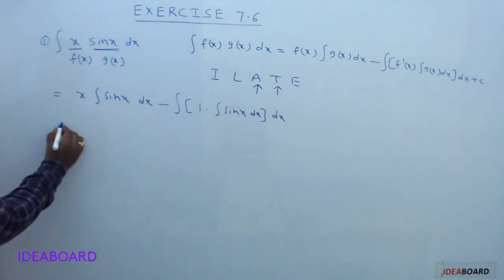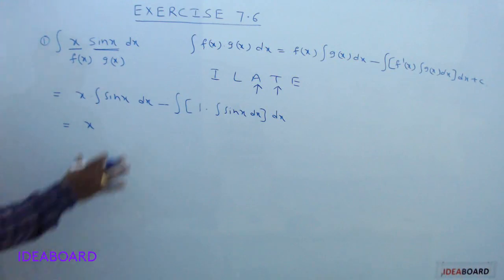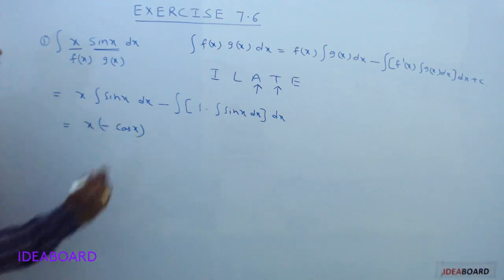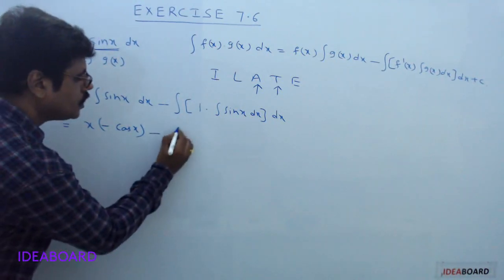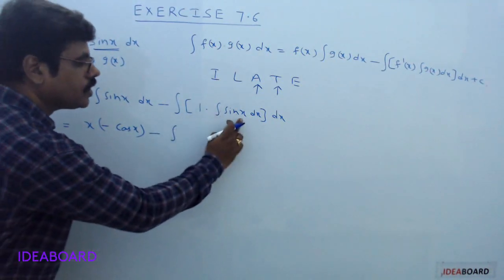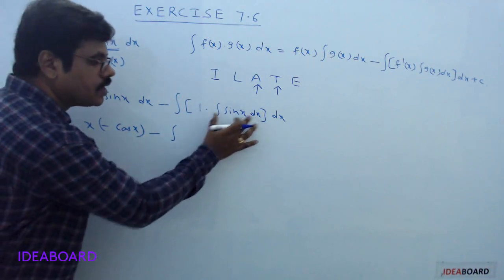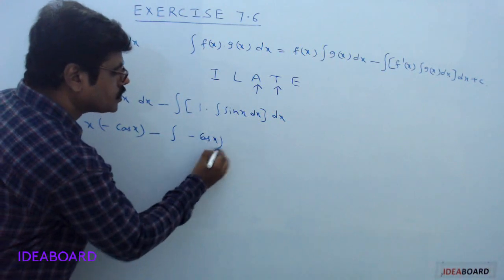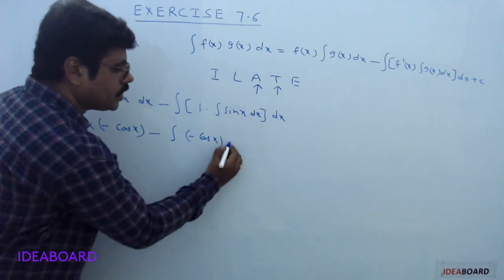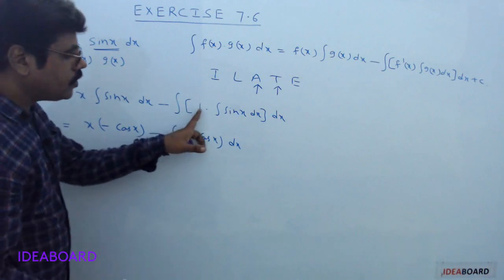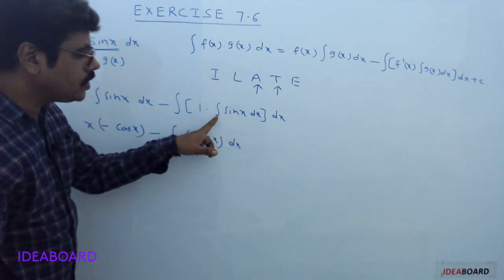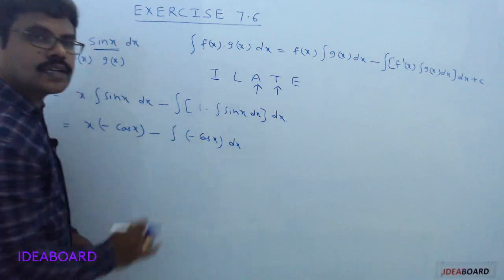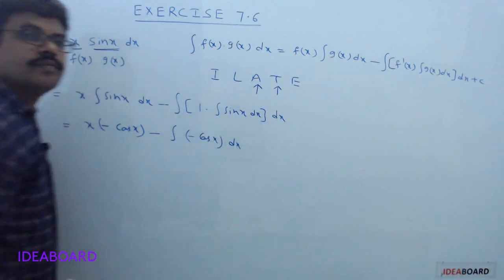Now this equals x into integral sin x dx. Integral sin x dx is minus cos x, minus integral. Here 1 into integral sin x dx is integral sin x dx, and integral sin x dx is minus cos x, into dx.